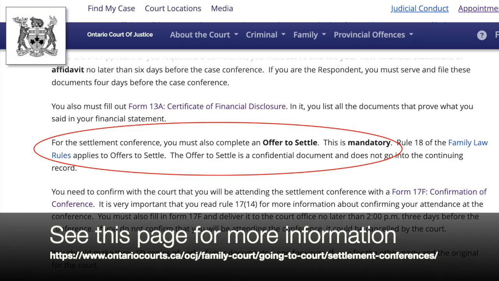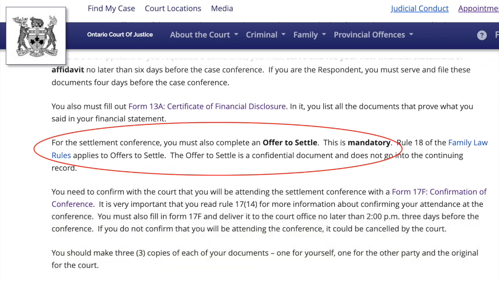If you cannot get all your matters resolved on consent or taken off the road to get you out of the litigation process, at the settlement conference, the court is starting to drill down a little bit more, saying you should be doing everything possible to get this resolved without having to go to trial. So yes, the rules do require that at a settlement conference an offer to settle be served. Now, it doesn't mean the other side has to accept it, but it means you have to present an offer to settle.